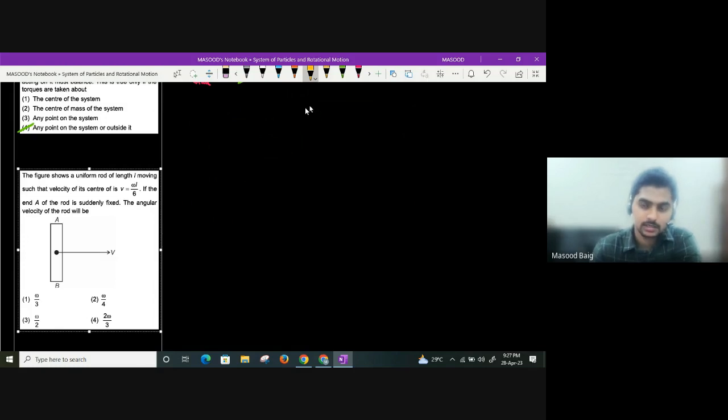Similarly, after the class tomorrow, test 5, which is based on work energy power and system of particles, will be activated right after the class. So you can do that test till Sunday morning. Somewhere 1 hour you can utilize and solve it. Then on Sunday we will do gravitation and system and units and measurement, right? That test will also be conducted on Sunday itself, guys.